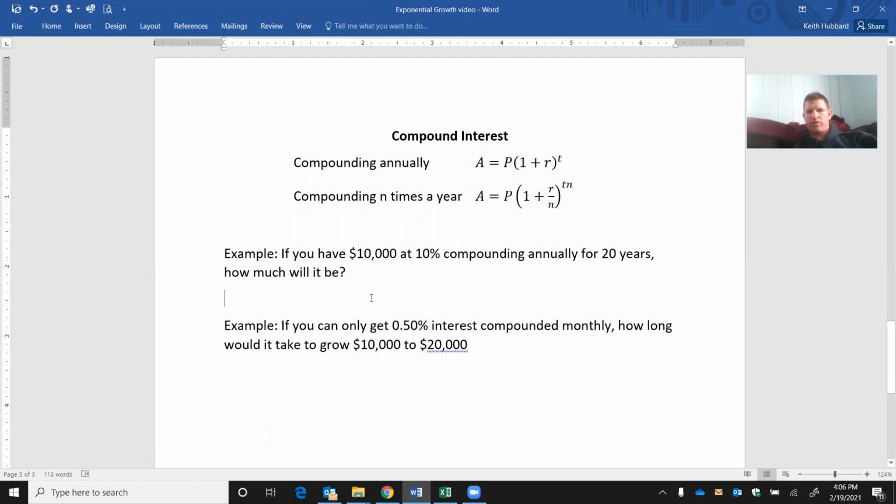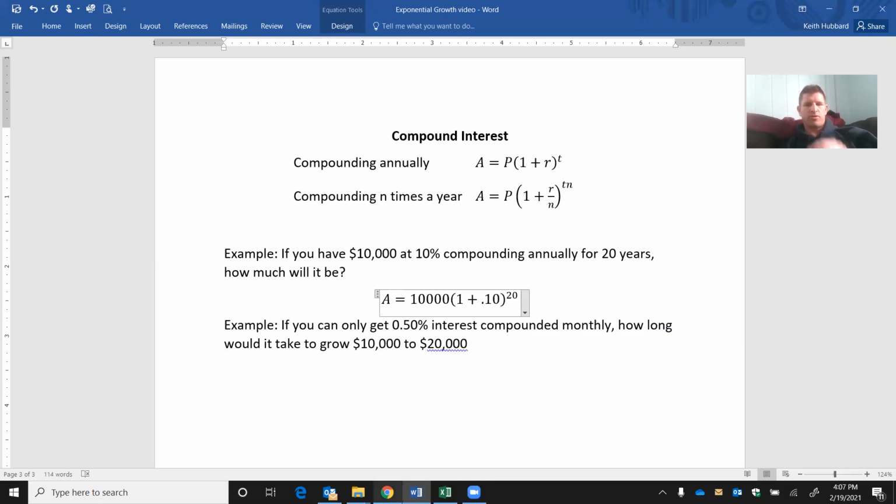I've got a quick example of both. Let's say you have $10,000 at 10% compounded annually for 20 years. How much will be there at the end? Now, 10%, that's roughly speaking the long-term average of the stock market. Obviously it could go down, but sort of long-term, over the last 75 years, that's sort of what's happened. So my amount is going to be 10,000 times 1 plus 10% interest, raised to the 20th, okay?